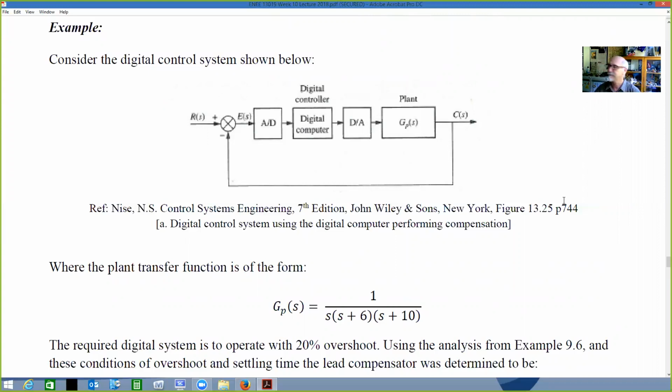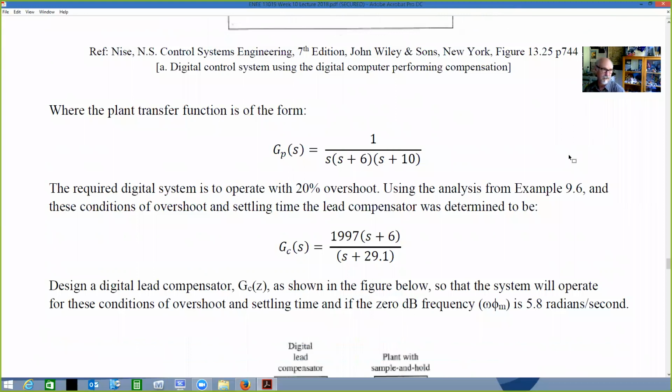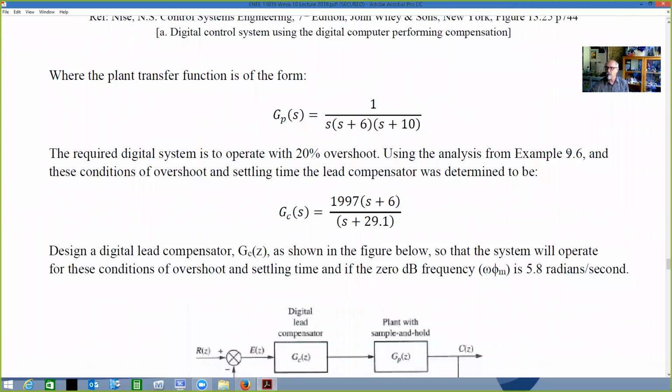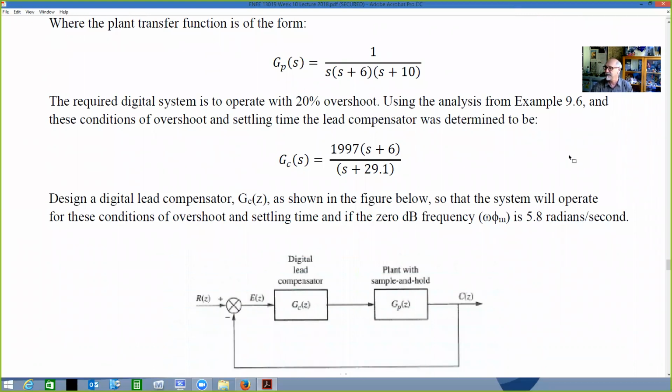So in this case, let's choose a plant. GP of S, our transfer function, is equal to 1 divided by S into S plus 6 multiplied by S plus 10. The required digital system is to operate with an overshoot of 20%, and using the analysis from example 9.6 in the text, with those conditions of overshoot and particularly settling time, the lead compensator is determined to be GC of S equal to 1,997 into S plus 6 divided by S plus 29.1. So we're going to use that as our basis.